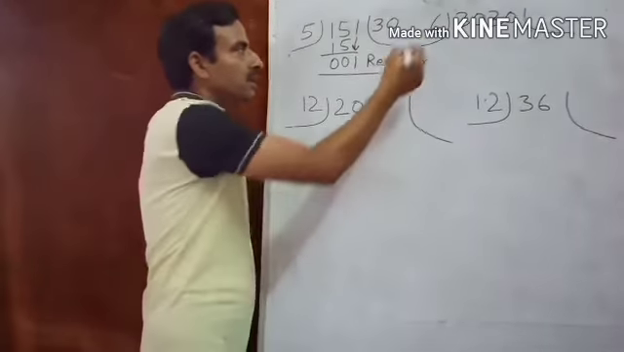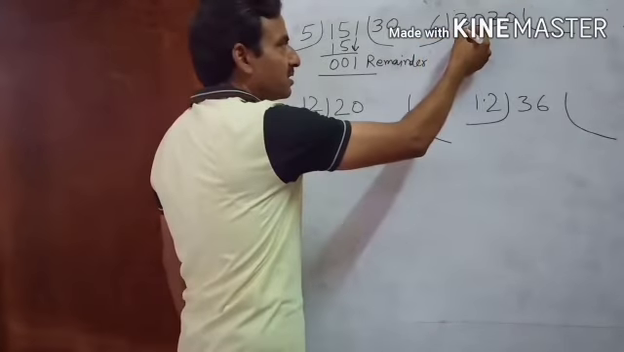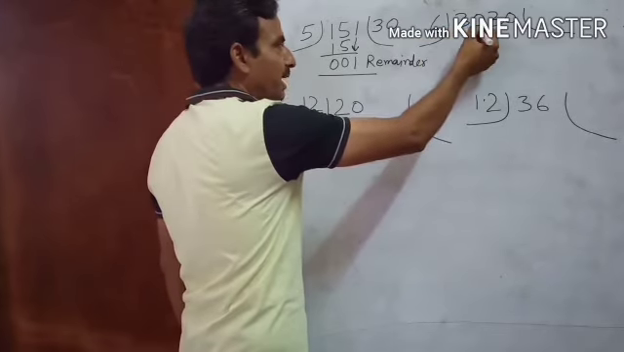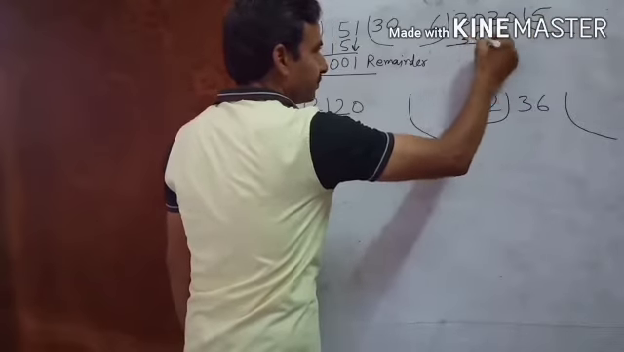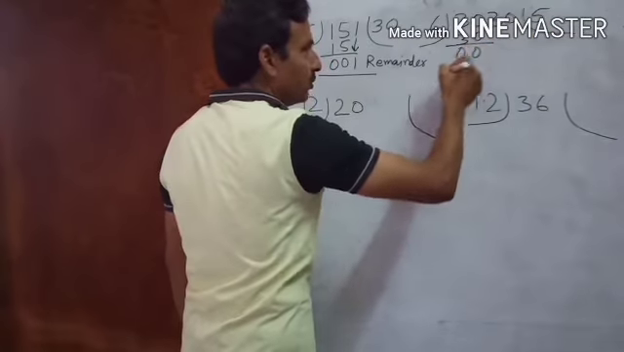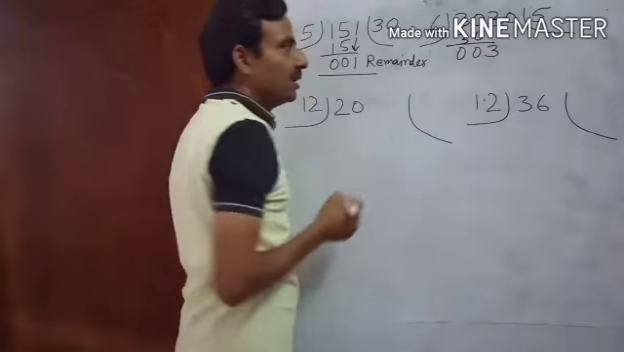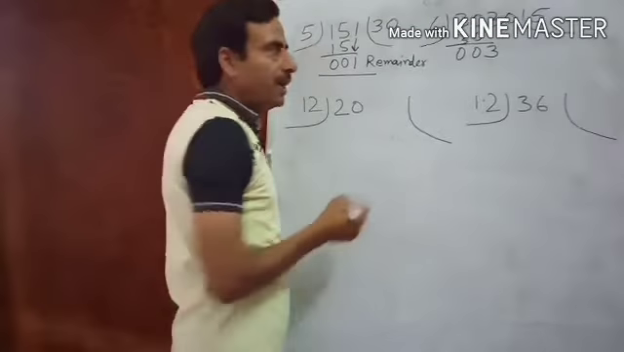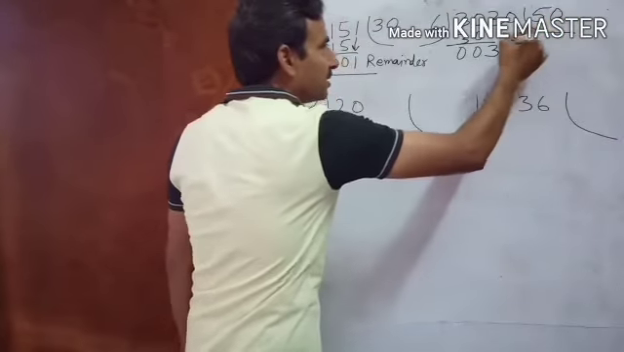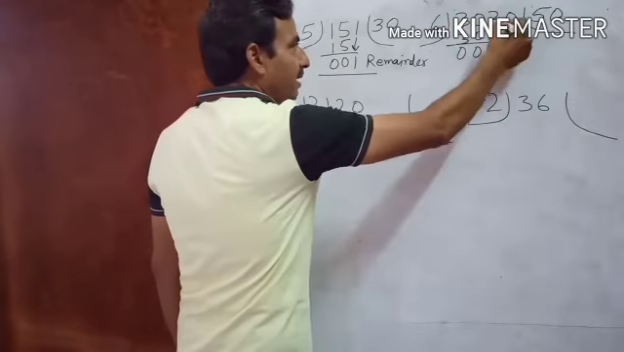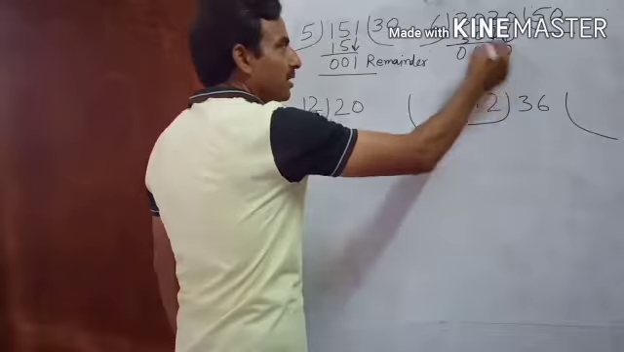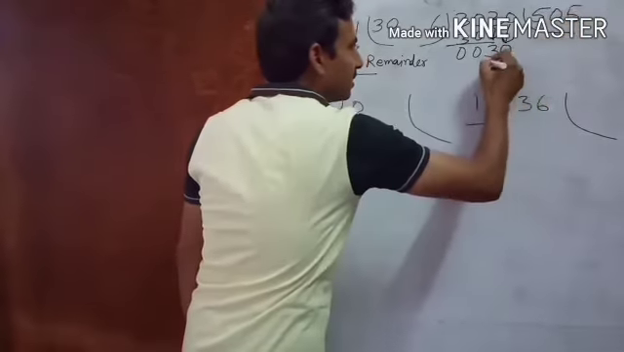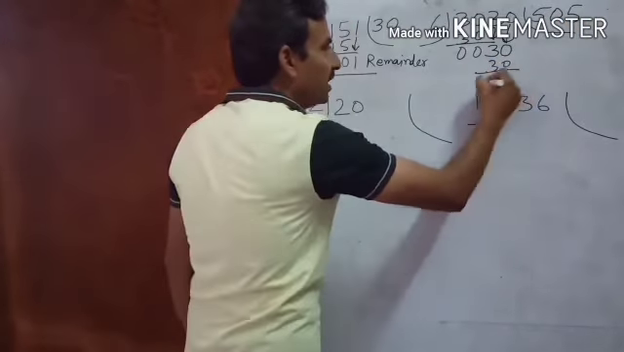Next question. 6 divided into 3 first. Not possible. Then 6 divided into 30. 6 5 is 30. 0 0. Then take 3. Not possible. Then we put 0 first in the quotient. Then take another number. Now possible? Yes. 6 5 is 30. Now the remainder thing.